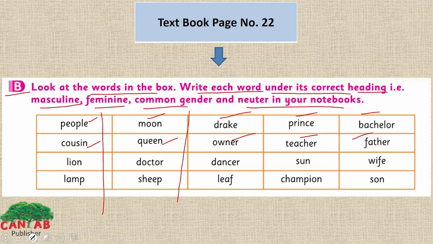Here, people is a common gender. It can be used for both male and female. Cousin is also a common gender. Lion is a masculine noun, we have discussed this. Lamp is a neuter noun here. Students, this is very easy for you. We have discussed all the nouns and learned their concepts. So, I hope you can do this very easily.